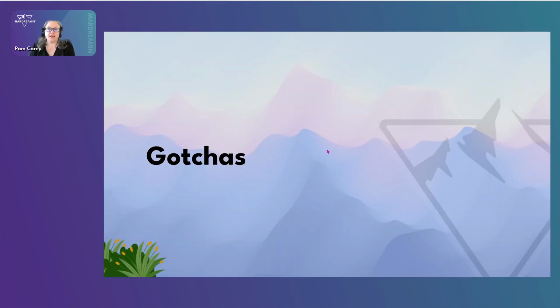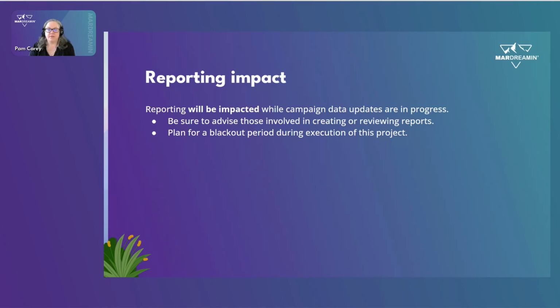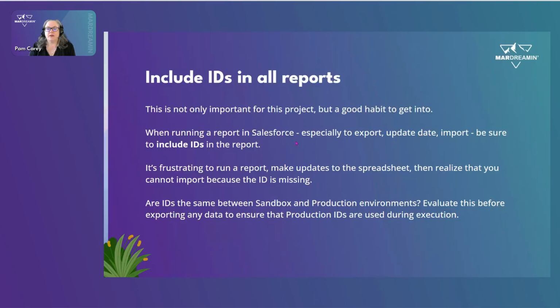Let's spin through some gotchas that you might encounter. Reporting. When communicating the project and rollout dates to others, be sure that they understand that reporting will be impacted while the updates are in progress. I hope this is already part of your reporting repertoire, but include IDs in all of the reports that you pull out for this project. It's not only important for this project, but it's a great habit to build.